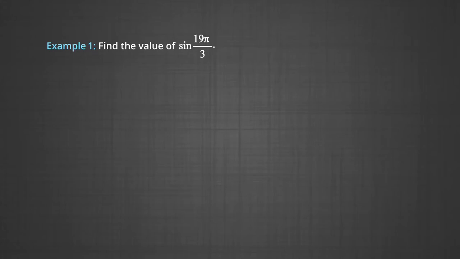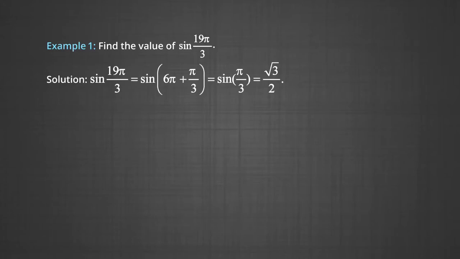In example 1, we have to find the value of sine of 19 pi by 3. Now, sine 19 pi by 3 can be written as sine of 6 pi plus pi by 3. 6 pi completes 3 revolutions. So, sine of (6 pi plus pi by 3) is equal to sine of pi by 3, which is further equal to root 3 by 2. So, we can say that value of sine 19 pi by 3 is equal to root 3 by 2.